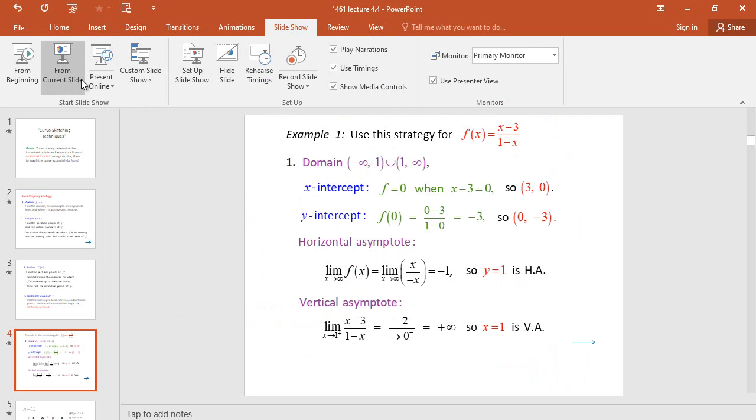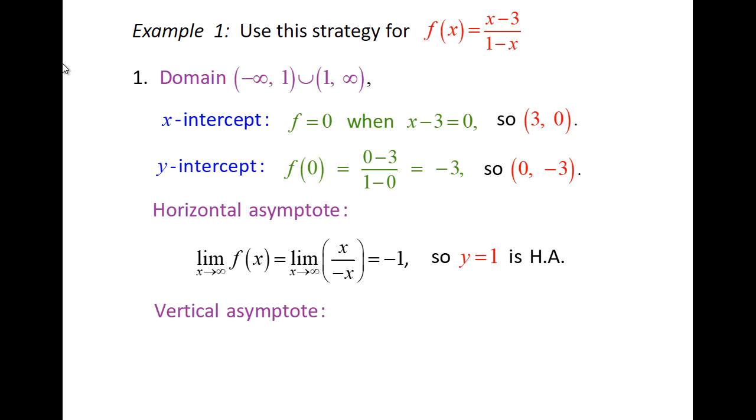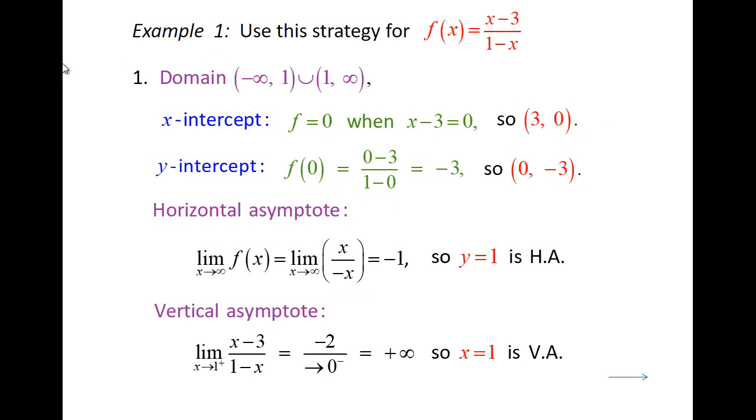Okay, so we got the vertical asymptote here. And by the way, if x goes to 1 from the left, then this limit would be negative infinity.